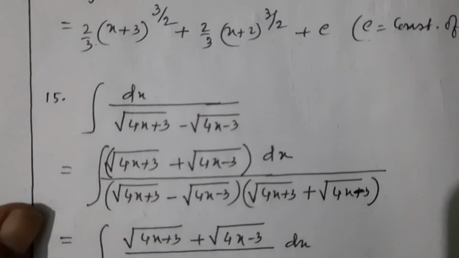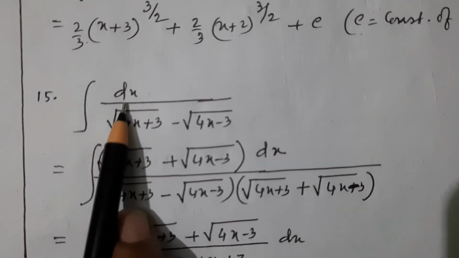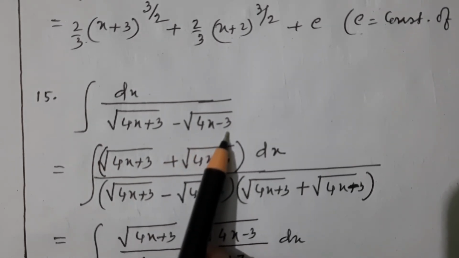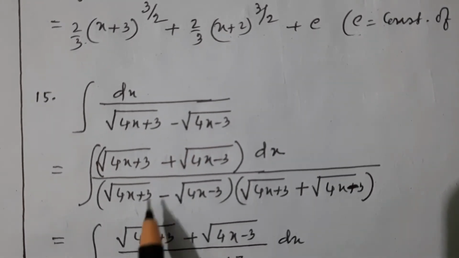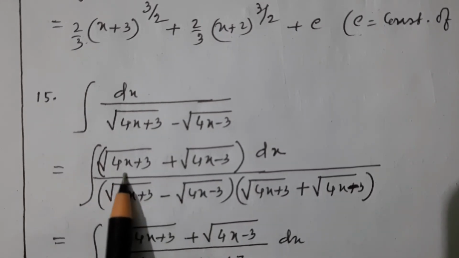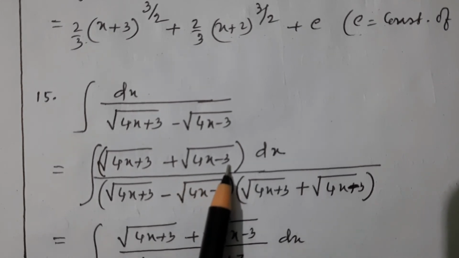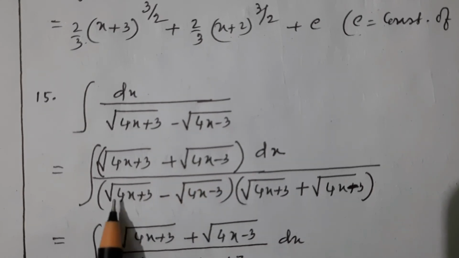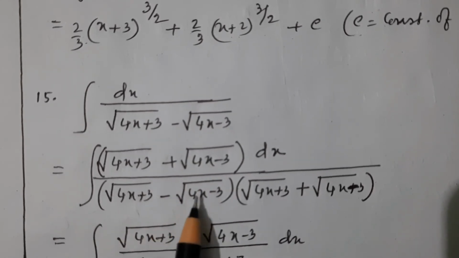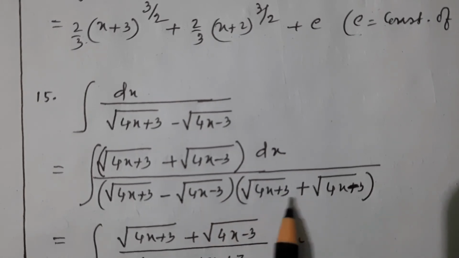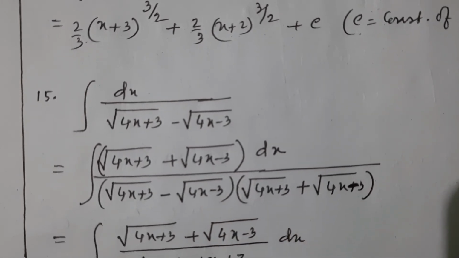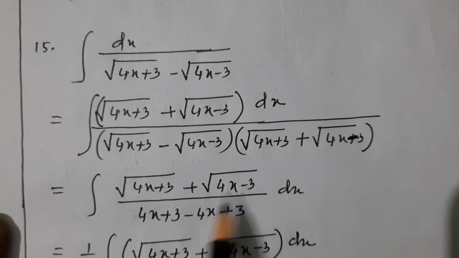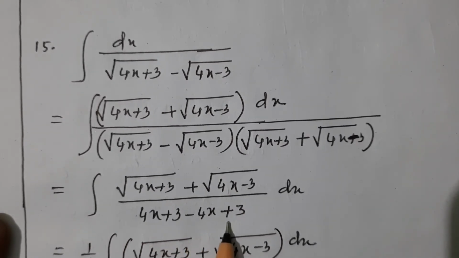Next, question number 15. Integration of dx divided by square root of 4x plus 3 minus square root of 4x minus 3. Again, we rationalize the denominator, multiplying both numerator and denominator by square root of 4x plus 3 plus square root of 4x minus 3. Ultimately, we get integration of square root of 4x plus 3 plus square root of 4x minus 3 by square root of 4x plus 3 minus square root of 4x minus 3 into square root of 4x plus 3 plus square root of 4x minus 3. And if we simplify, we get square root of 4x plus 3 plus square root of 4x minus 3 by 4x plus 3 minus 4x plus 3.